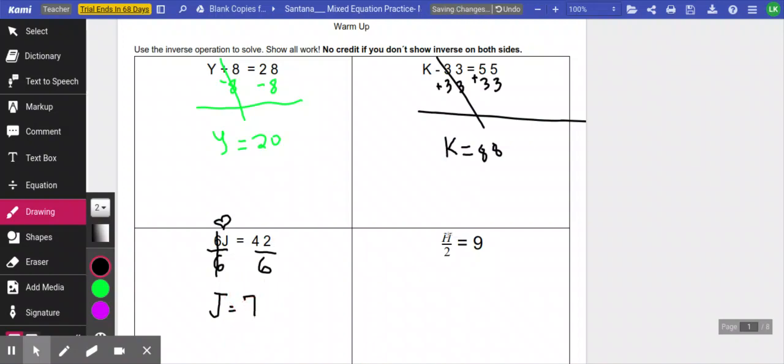Last problem. H divided by 2 equals 9. Remember, a fraction means division. What is the opposite of divide by 2? Times 2 on both sides to balance your equation. These 2's are going to end up canceling to just one h. And 9 times 2 is 18.